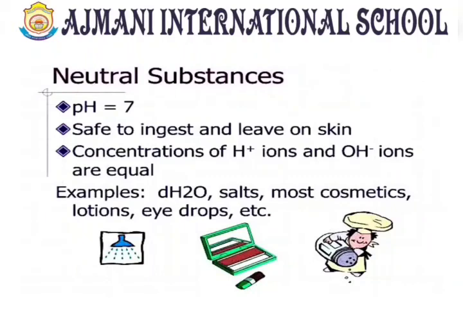Next, the neutral substances. All those substances which are safe to ingest and can be left on skin easily having pH value 7 are called neutral substances. The examples are salts, cosmetics, lotions, eye drops and even the water that we use for drinking.